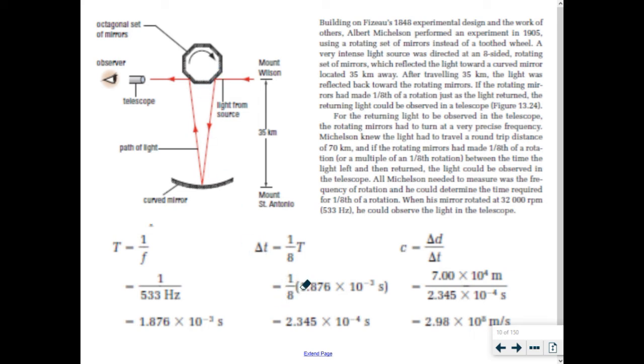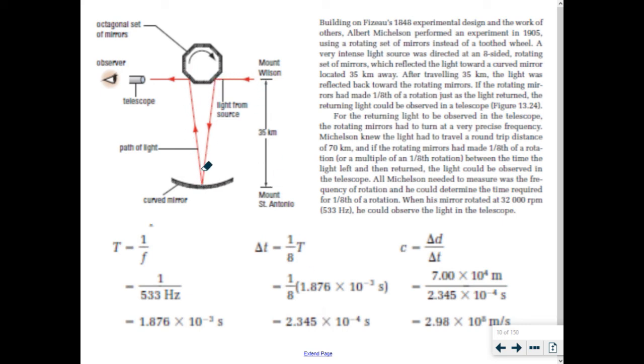So what he then did is he divided that by 8. He took his time value and divided by 8. Because his frequency was for the wheel to go all the way around, he doesn't need the wheel to do a full rotation, he needs it to do 1/8 of a rotation. So he took his time value and divided by 8. Final step, he now knows how long it took for light to basically go all the way down and all the way back.